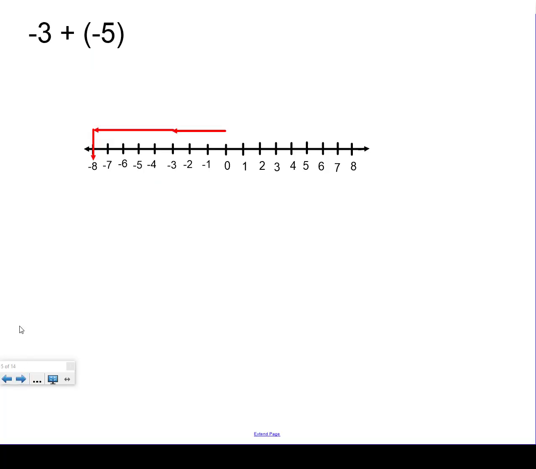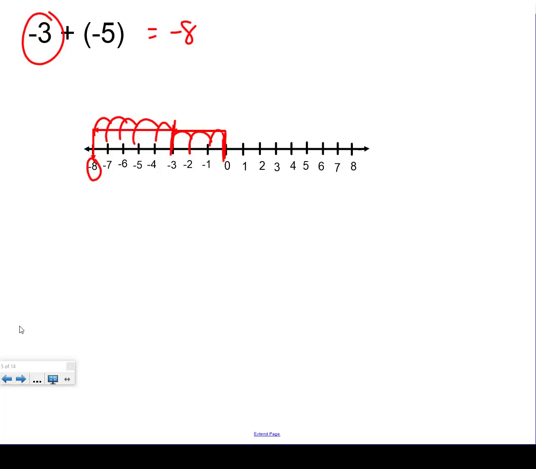All right, this one has 2 negatives. So we're always starting at 0, and we're going to count -3, or 3 spaces in the negative direction. So 1, 2, and 3. Put my pencil here, and I count another 5. 1, 2, 3, 4, and 5. That stops me at -8.